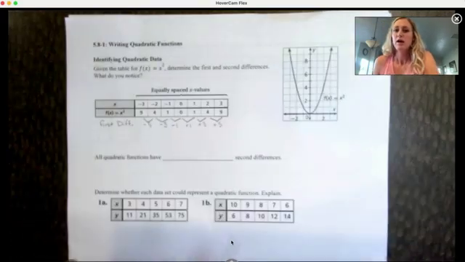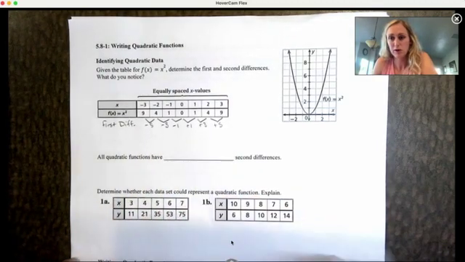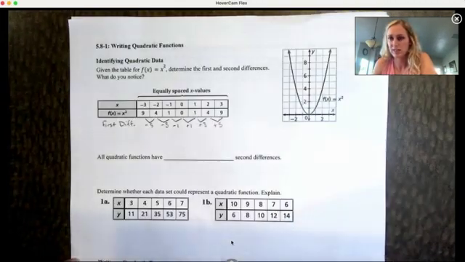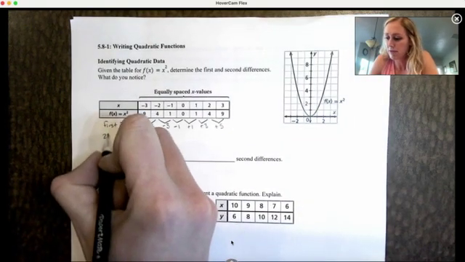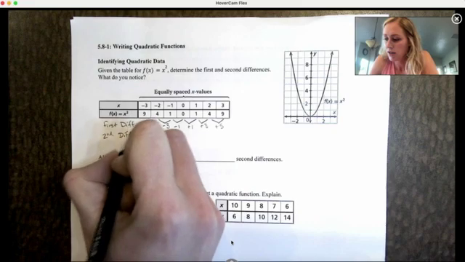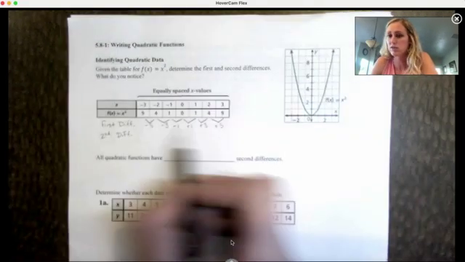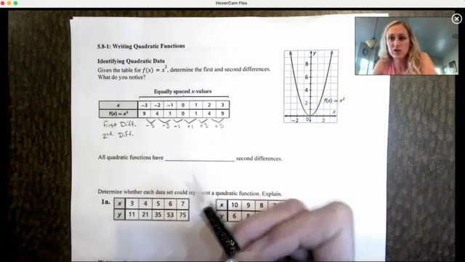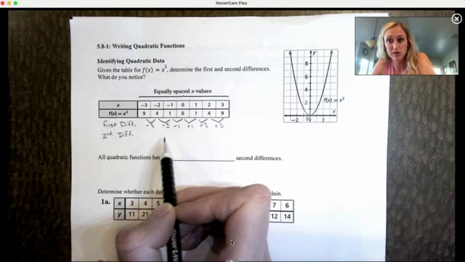For linear functions, the first difference would have been the same number, but we know that's not true for quadratics. They don't have the same constant rate of change. However, they do have something that is constant. We're going to look at the second differences, which is the change in the change, essentially. I'm looking at the first difference. What's the difference in those differences?